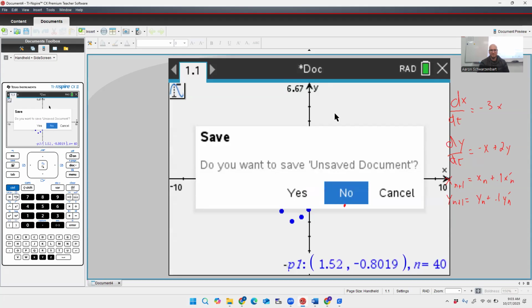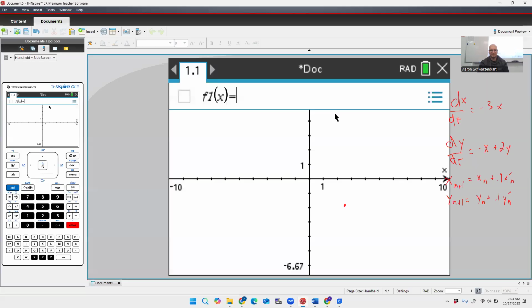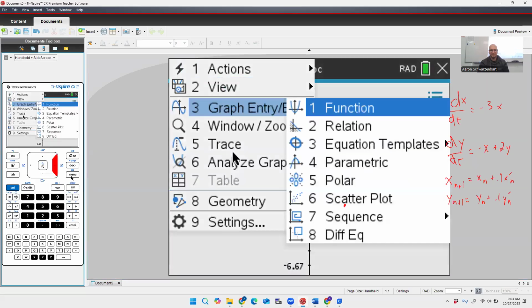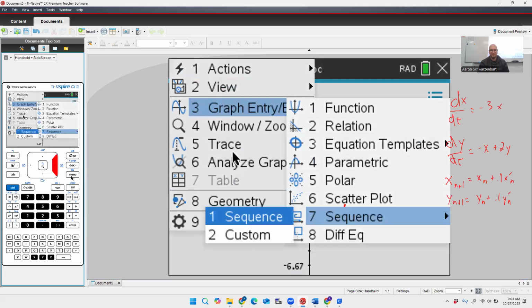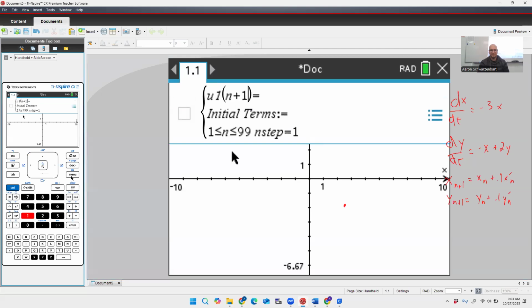But I want to save the document now. I'm going to add a graph. And I have to add a sequence. U_{n+1} fits my form. x_n is U1 of n plus 0.1 times my x prime, which is -3x, right? x is U1 of n. The initial term, the x, was 1.